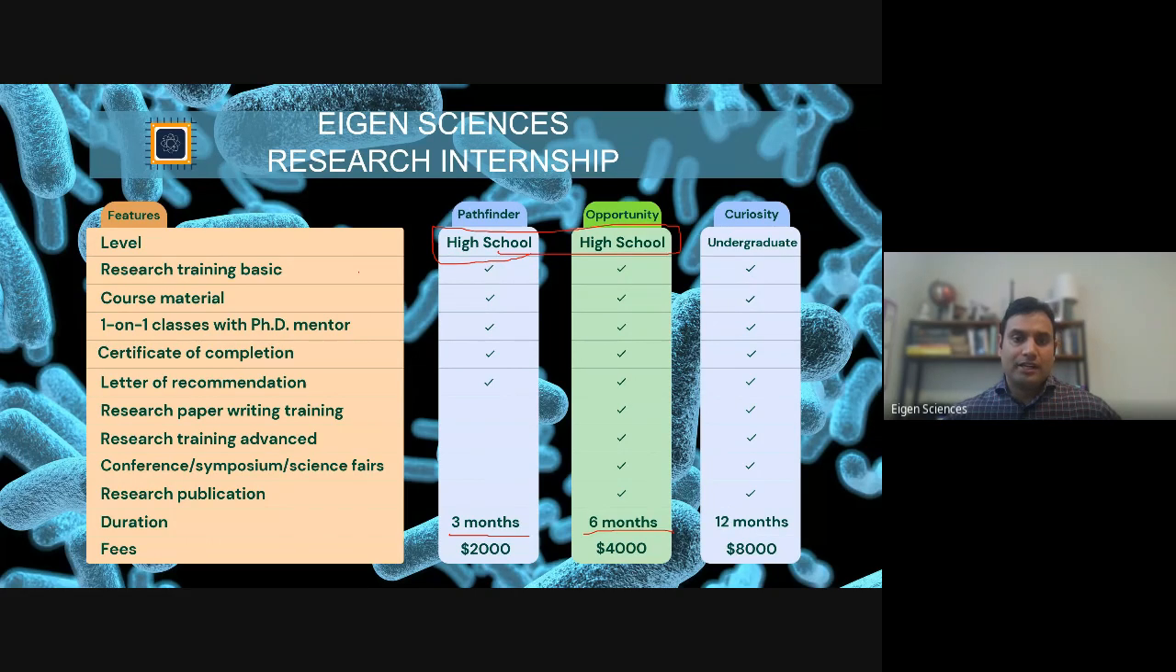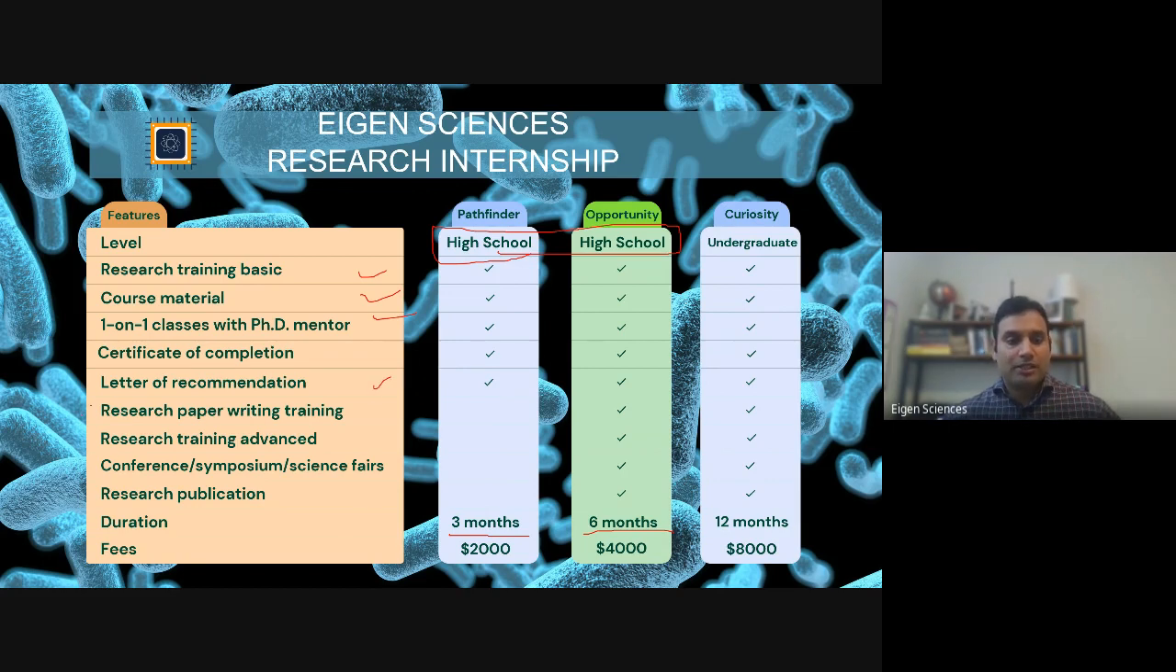Research training will be provided in both. Basic research course material will be provided, with one-on-one classes with a PhD mentor. The entire classes will be with a PhD mentor from day one to the last day. It's not like we are asking someone else to train you. No. A certificate of completion and a letter of recommendation will all be included.